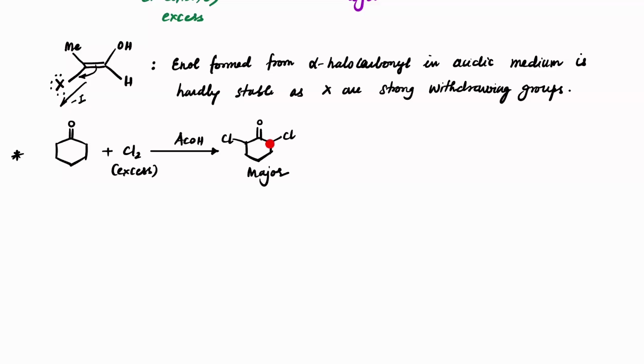One at a time, correct? So on this side when the enol is forming, only one chlorine. On this side when the enol is forming, one chlorine. But multiple chlorines cannot come. Okay, clear everybody?